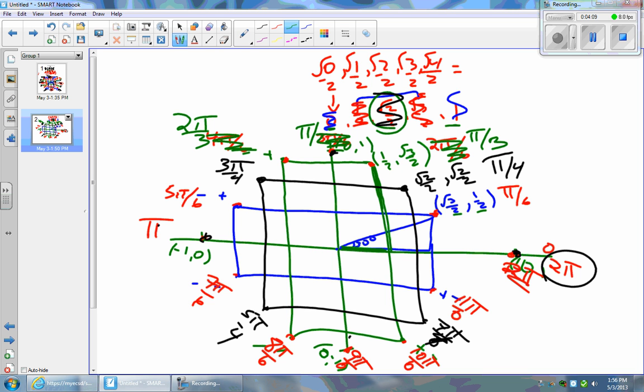7 pi over 6, can't touch. 8 pi over 6 can be reduced. That could be reduced to 4 pi over 3. This can be reduced. 9 pi over 6 is, of course, 3 pi over 2. 10 pi over 6, 5 pi over 3. 11 pi over 6, can't touch. And look at that. Check out the time, baby, right up there. 4 minutes and 30 seconds, and you've generated a unit circle.